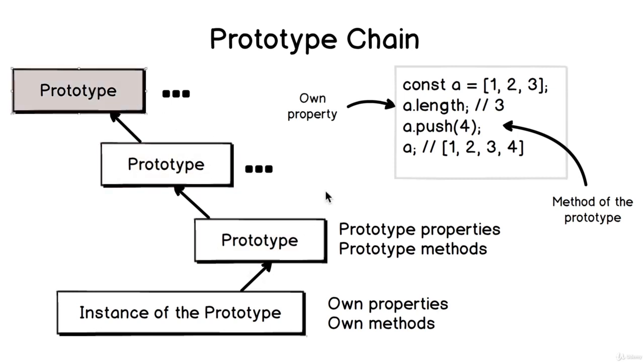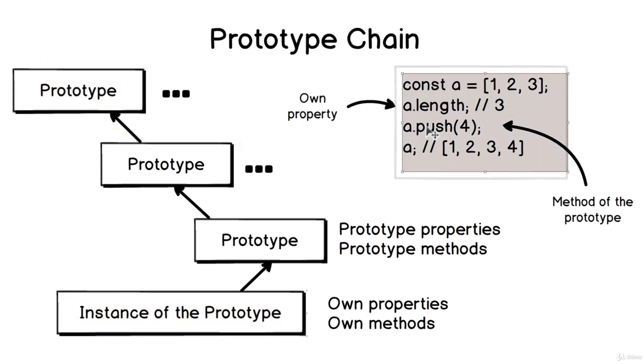What is important is that each instance knows about its prototype. But a prototype doesn't know about all instances of itself. It means that relations in the prototype chain are built from bottom to up, from the instance of the prototype to, let's say, the top level prototype.